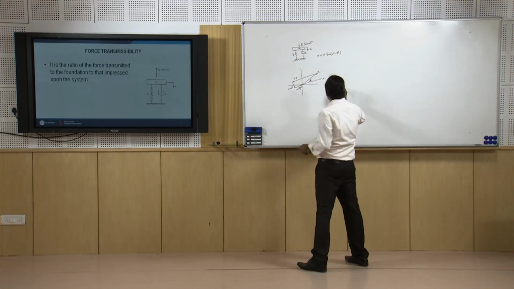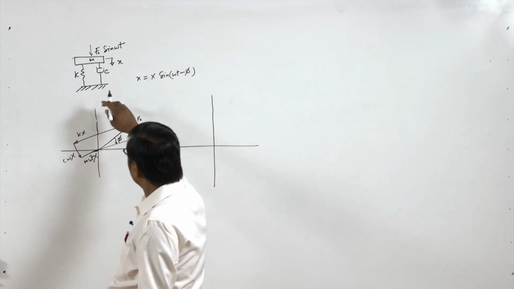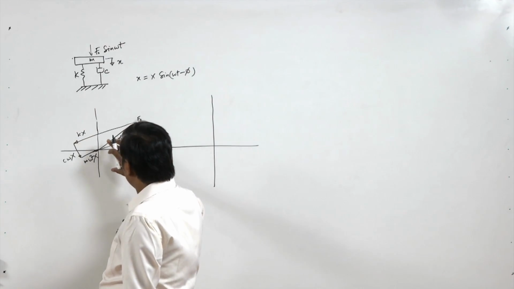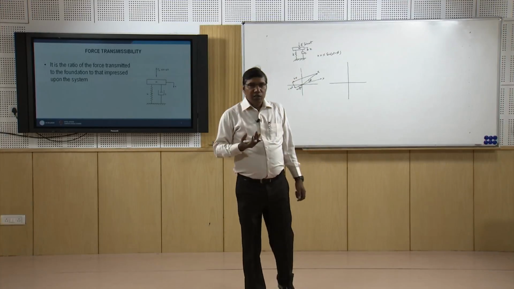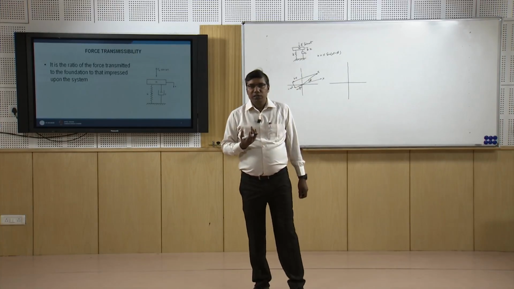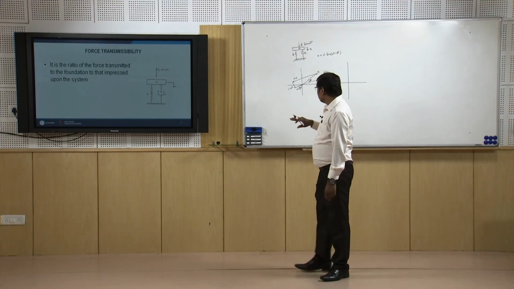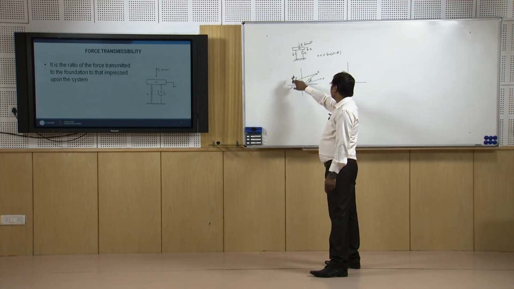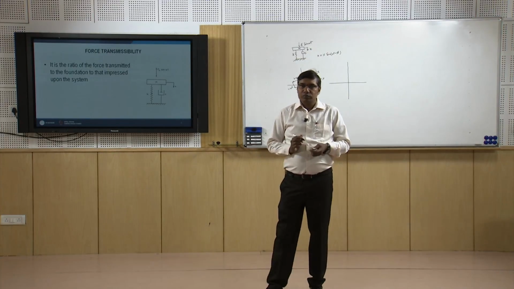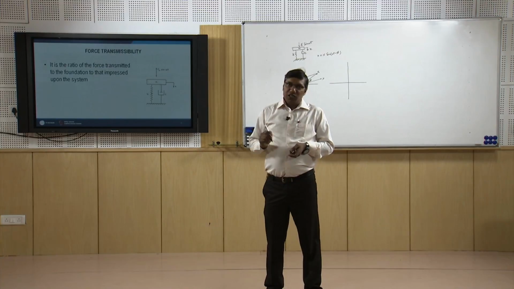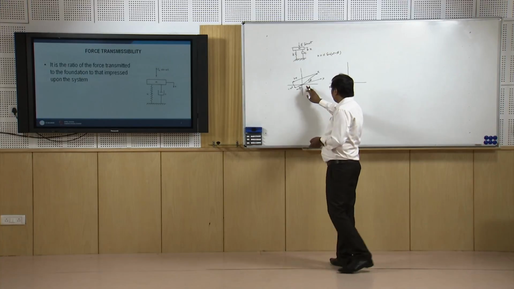Of course, the forces that are passing to the foundation are the spring force and the damper force, but their direction will be opposite to what we have shown here, because these forces are shown on the mass m, and the opposite forces will be transmitted to the foundation.